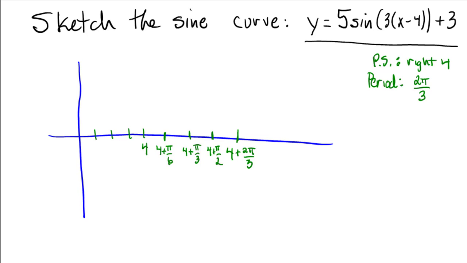Okay, next let's start going vertical. So what's my vertical shift? Looks like we have an up 3 shift due to the plus 3. So I'll go 1, 2, 3 along this axis. And then my amplitude is the 5 out in front. So I'm going to go up 5, down 5 from the number 3. So 3, 4, 5, 6, 7, 8 at the high end, and then 1, 2, 3, 4, 5 down to negative 2 on the low end.